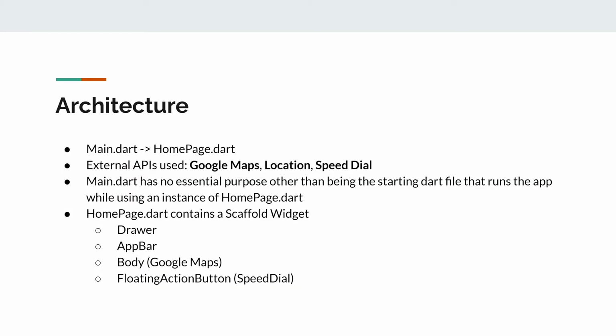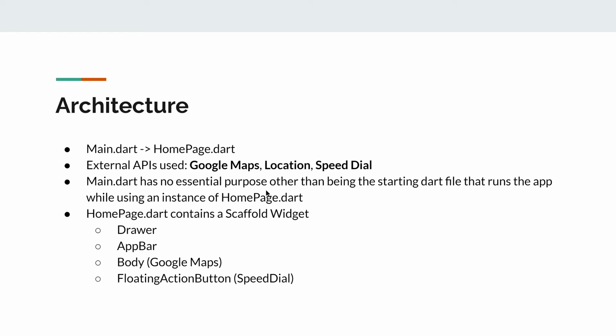So the main architecture for this Flutter app is that there are two main classes, main.dart and homepage.dart. The external APIs that I used were Google Maps, location, and speed dial. main.dart has no essential purpose other than being the starting Dart file that contains the main method that runs the app. And it uses an instance of homepage.dart, which has the majority of the code and functionality.